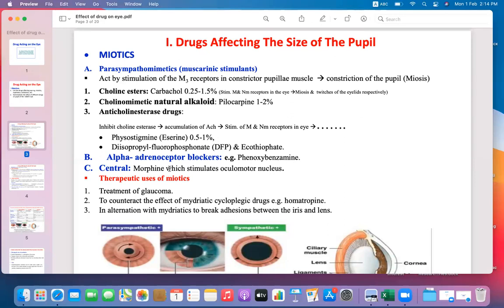Second category, apart from the parasympathomimetic drugs, which causes miosis are alpha blockers, alpha adrenoreceptor blockers, and the drug name is phenoxybenzamine. And the third category of drug which acts on the CNS is morphine, which stimulates the oculomotor nucleus. That's why in morphine or opioid poisoning, we see pinpoint pupil miosis. It is a diagnostic test to identify morphine poisoning.